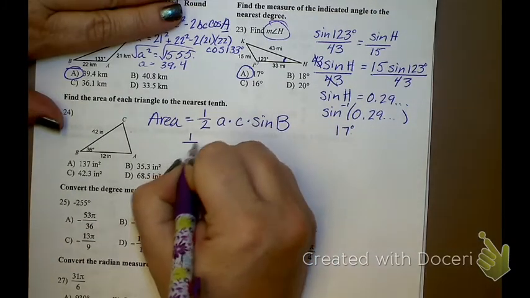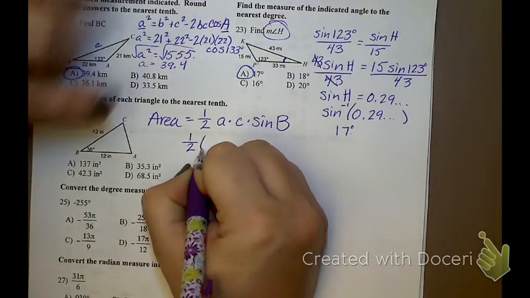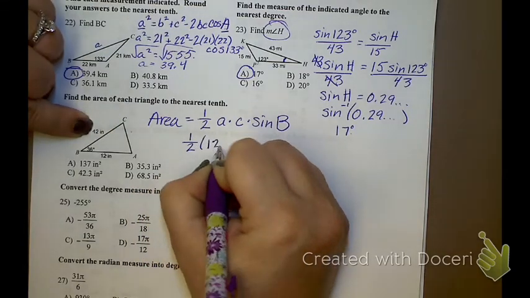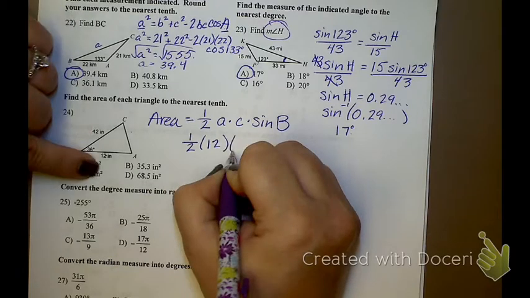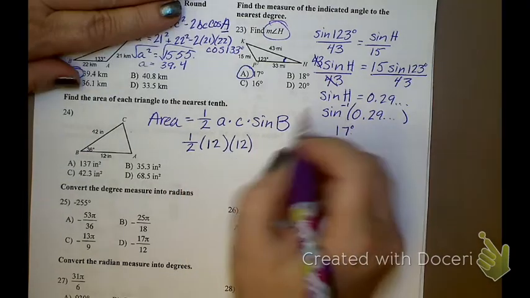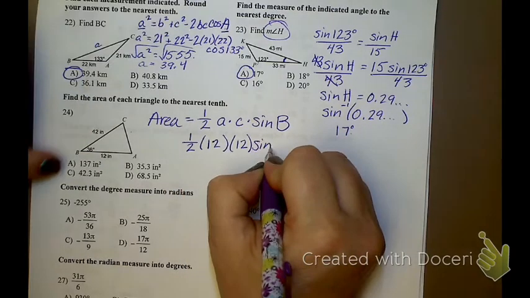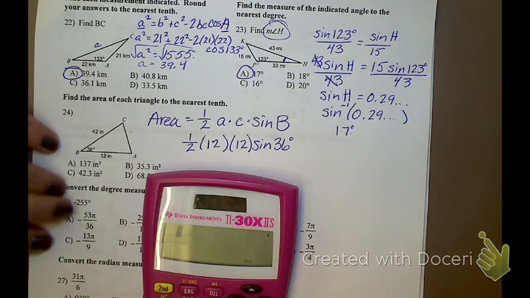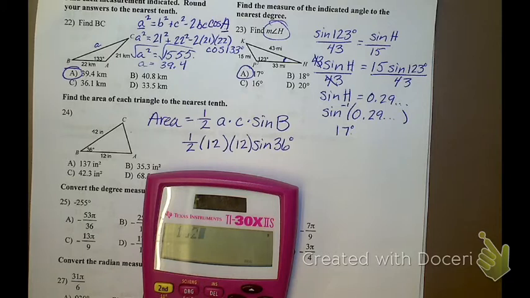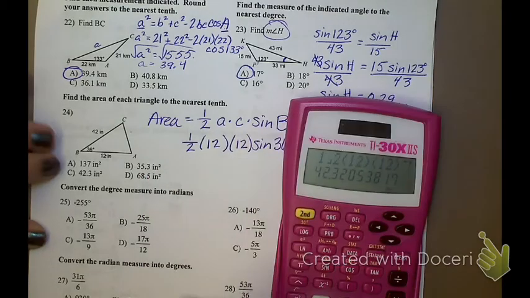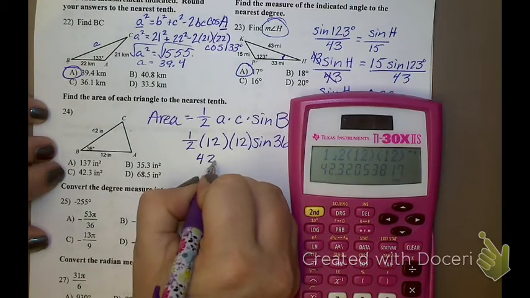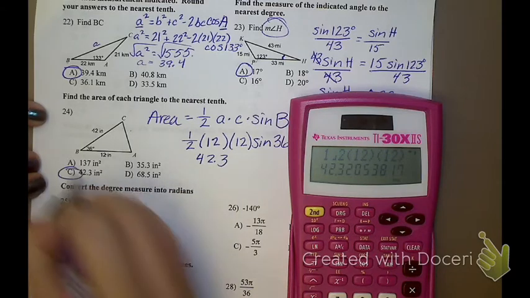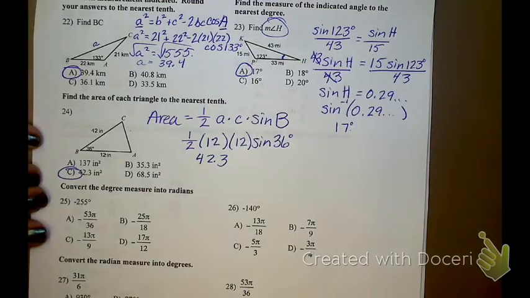But I'm just going to plug in 1/2. Little a is 12. Little c is 12. I have a nice isosceles triangle there, don't I? Times the sine of 36 degrees. So 1/2 times 12 times 12 times the sine of 36, 42.3, right there. Option C.